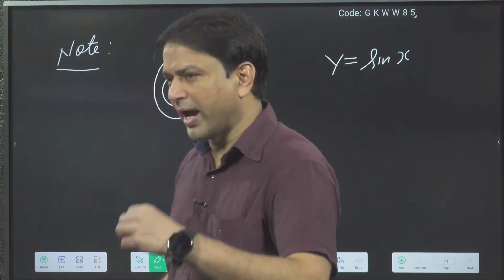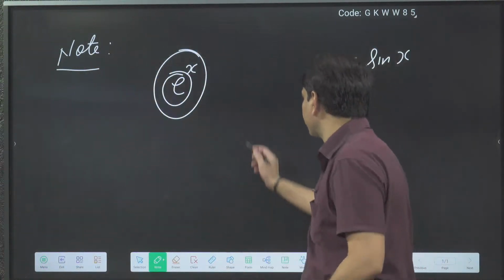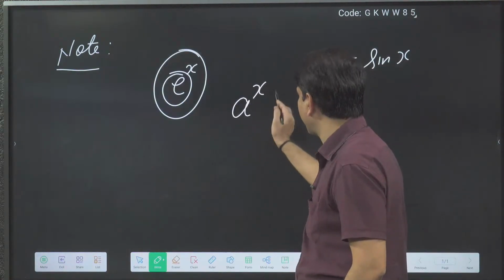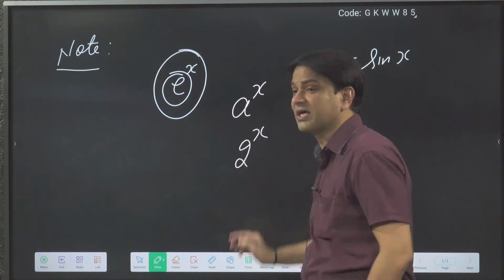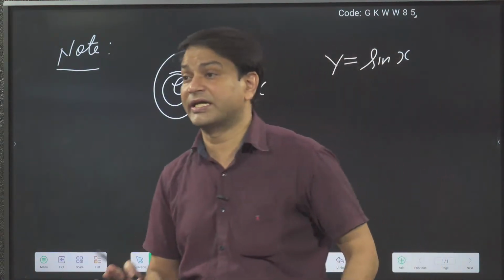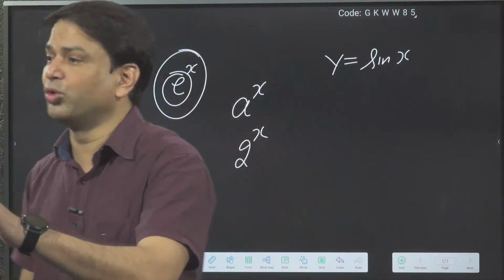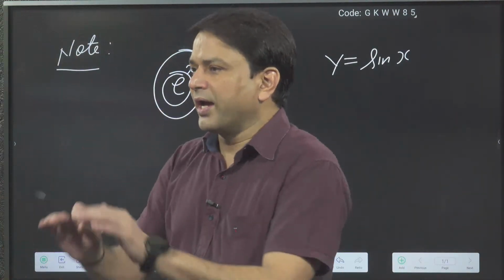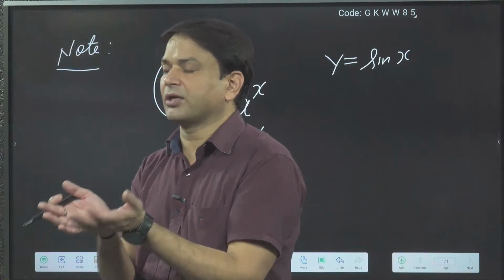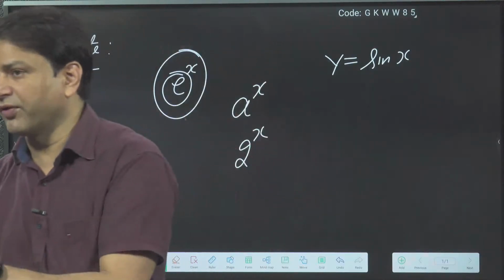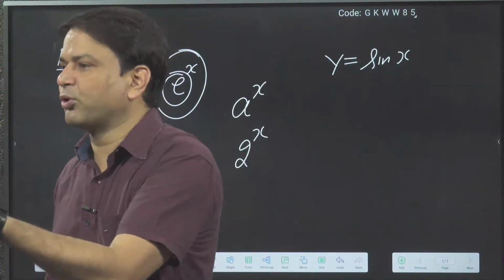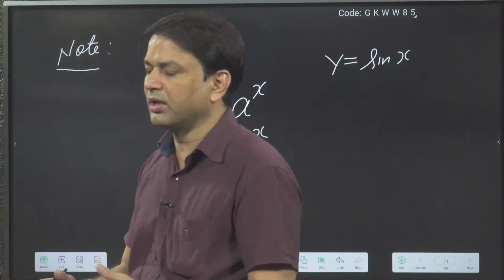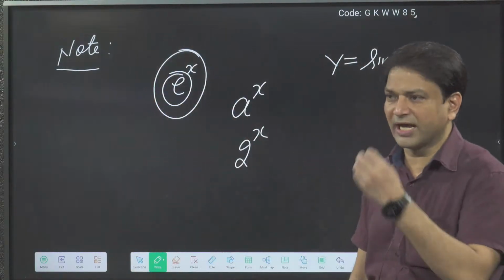Okay. So any power function like e to the power x, a to the power x, 2 to the power x, all are exponential functions. E is not exponential. E is Euler's constant. So any power function we call an exponential function. Exponent means power, so any power function is exponential.